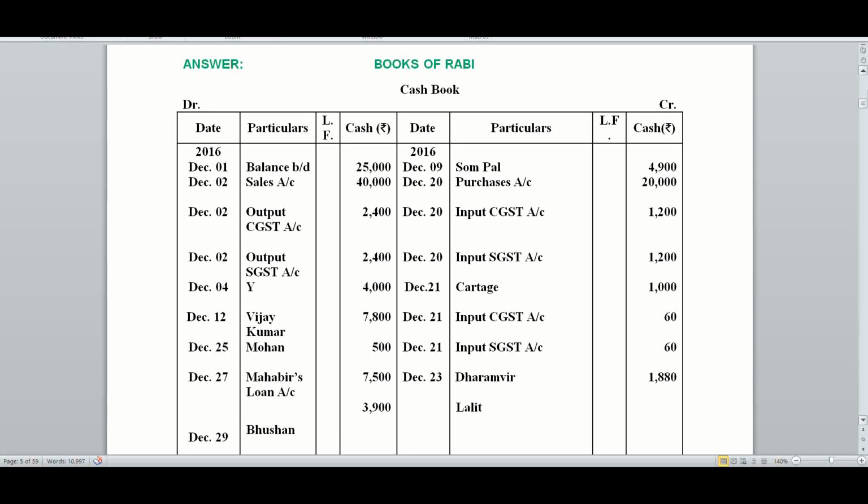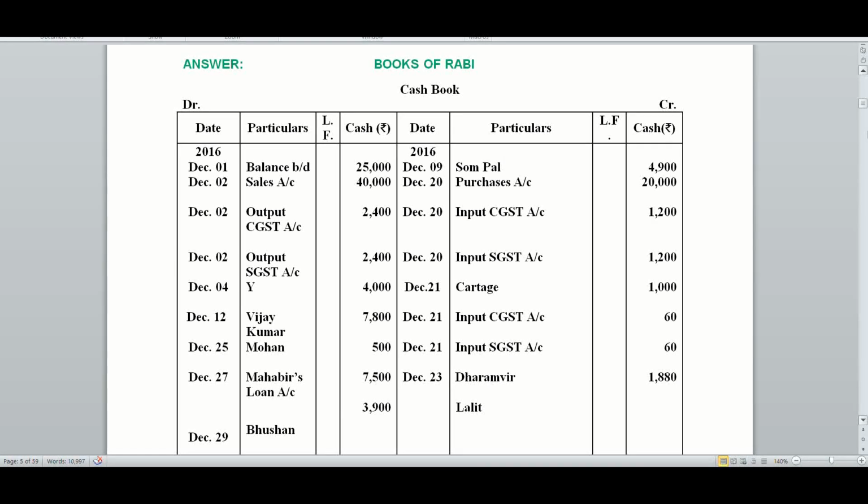Friends, the first item is your single column cash book. In a single column cash book, only the cash transactions are recorded. Credit transactions and all other transactions are not recorded. Only cash inflow and cash outflow. How the cash comes in, that is debited, and how the cash goes out, that is credited.